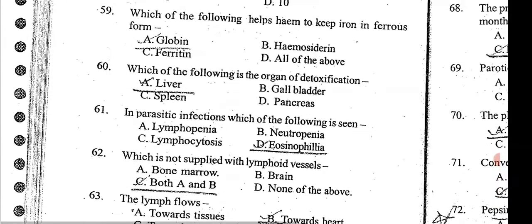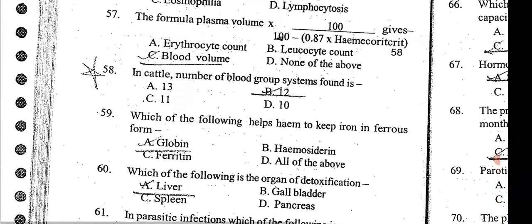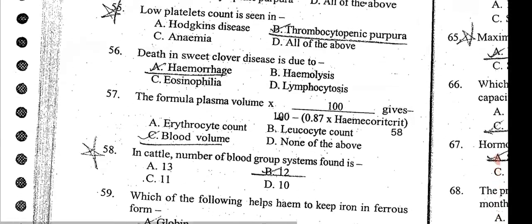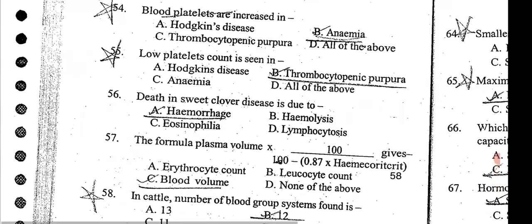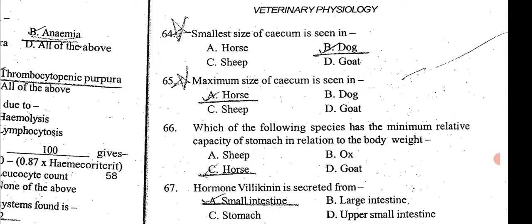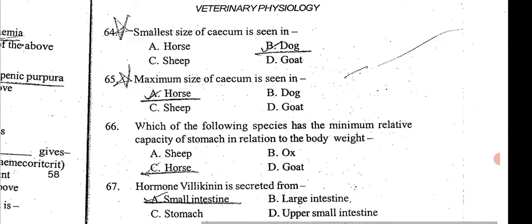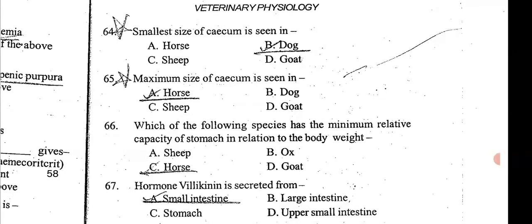Increased eosinophils are observed in parasitic infections, and liver is the organ of detoxification. Iron remains in ferrous form due to globin of hemoglobin. 12 blood group systems are in cattle. Hemorrhages result from sweet clover poisoning that may lead to death, and increased platelets are observed in anemia, and decreased platelets are observed in thrombocytopenic purpura. The smallest size of cecum is seen in dog.